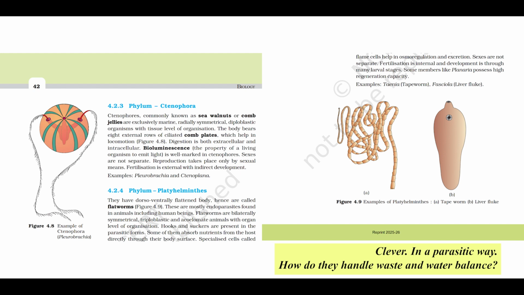How do they handle waste and water balance? They have specialized excretory cells called flame cells, or protonephridia. These are involved in both osmoregulation, water balance, and excretion of metabolic wastes. In terms of reproduction, sexes are generally not separate. Most flatworms are hermaphrodite, monoecious. Fertilization is internal, and development often involves complex life cycles with multiple larval stages, sometimes involving intermediate hosts.